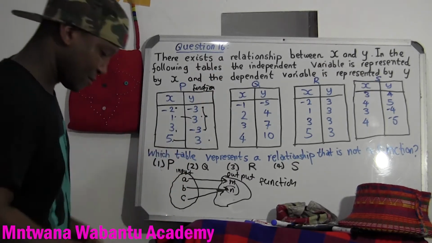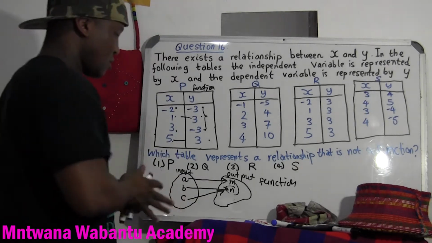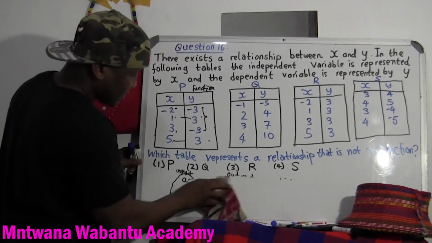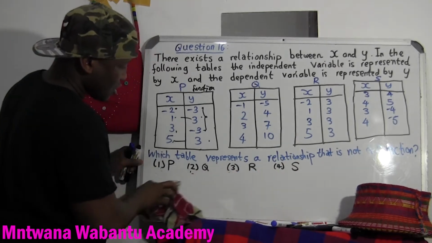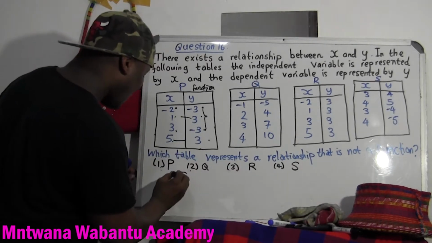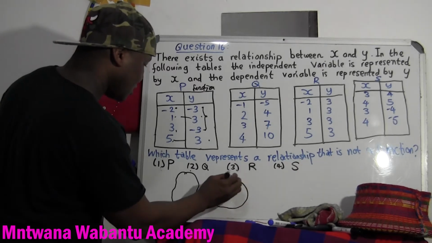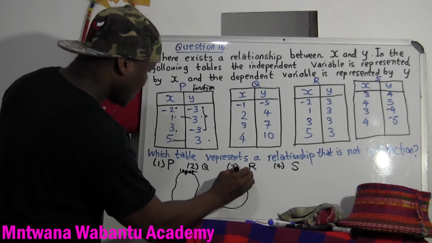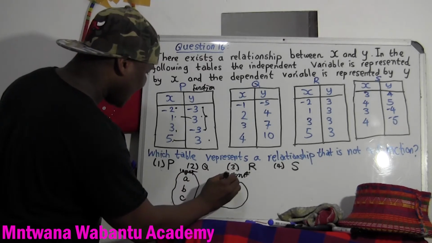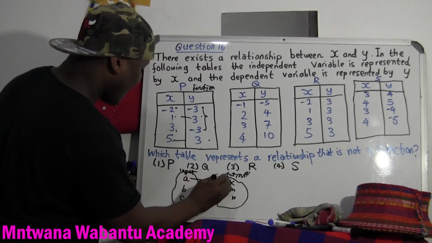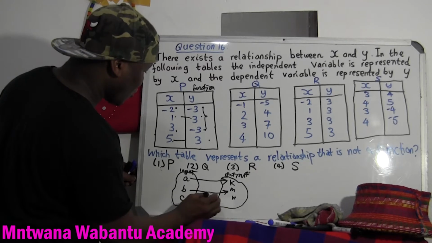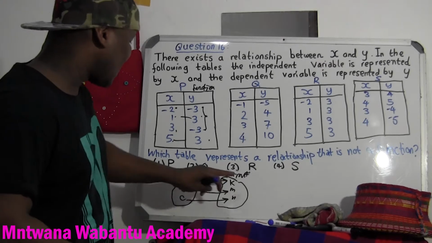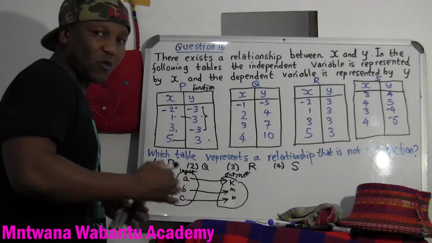Now, let's take the second one. Another relationship is, for example, one-to-one. Let's say these are X's or inputs, and these are outputs. Let's say this is A, B, C, and this, let's say K, M, N. Okay, this is acceptable, so this is a one-to-one function. It means A produces B, B produces M, C produces N, A produces K. So this is a function also, it's a one-to-one function.